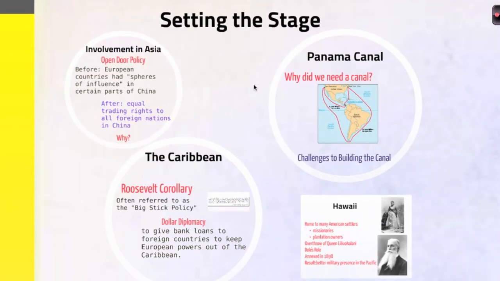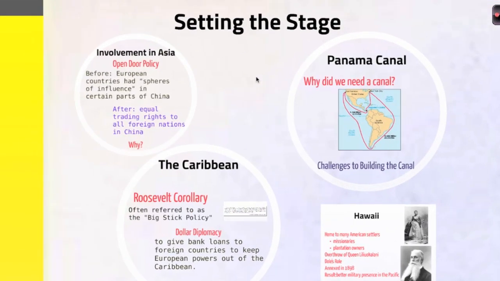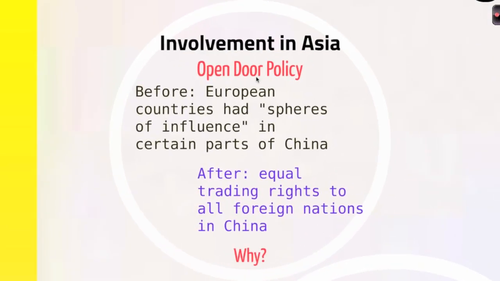So other parts of the world and how we interacted with these parts. Involvement with Asia. During this time, before what we call the open door policy, which is pretty self-explanatory, different parts of Europe had what they call spheres of influence in certain parts of China, and this was for purposes of trade. So maybe Great Britain has the area around Hong Kong, and France can go and trade in another part around China, and so they had their own little territory where they traded.